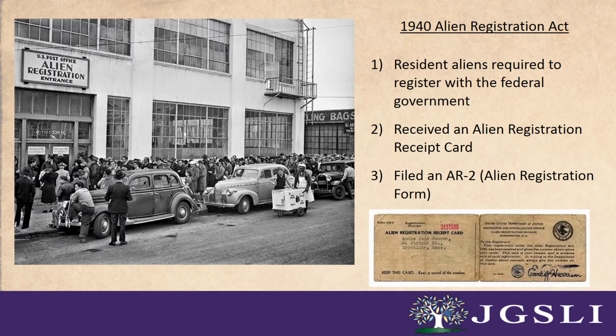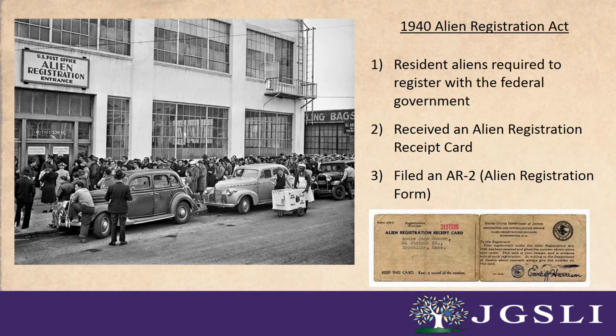The 1940 Alien Registration Act, also known as the Smith Act, made it illegal for anyone, either individually or as a member of a group, to advocate, abet, or take steps to overthrow the U.S. government. The act required all individuals over the age of 14 who were resident aliens within the United States to register with the government and receive an Alien Registration Receipt Card, the predecessor of today's green card. The registration process also included fingerprinting.